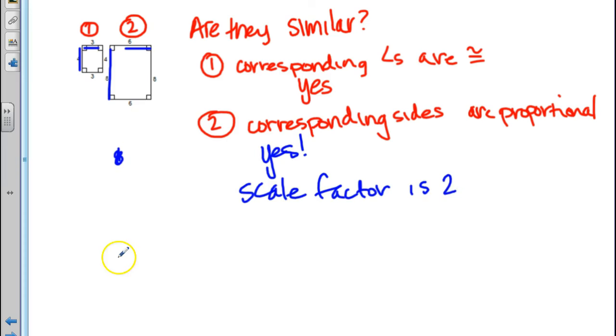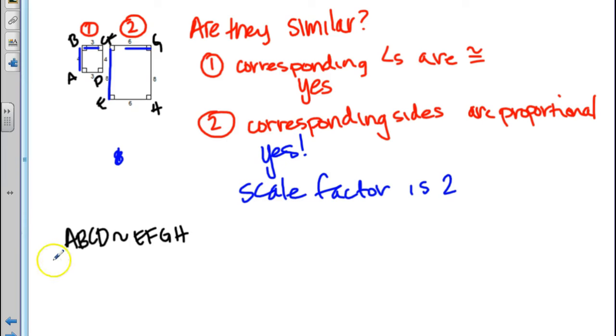Now, can we write the similarity statement, which is kind of like our congruent statement from before? Let's see if we can. Let's go ahead and label this A, B, C, D, and then E, F, G, H. All right, so quadrilateral, or rectangle in this case, ABCD is similar to EFGH. So AB and EF go together, so we want that first, EF. And then BC and FG go together, so G would be next, and then H. So you can always double check to make sure your sides match up on that.